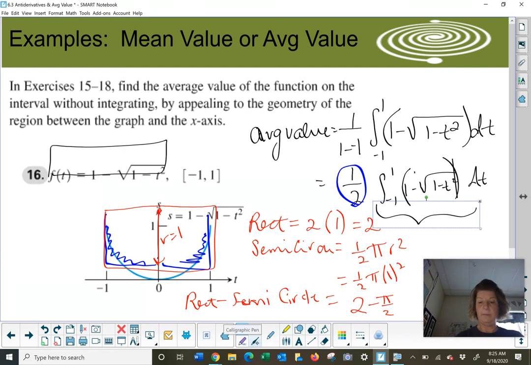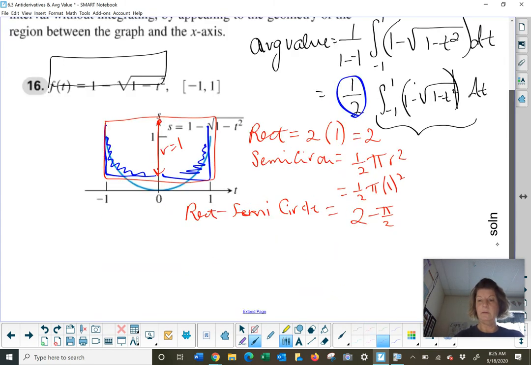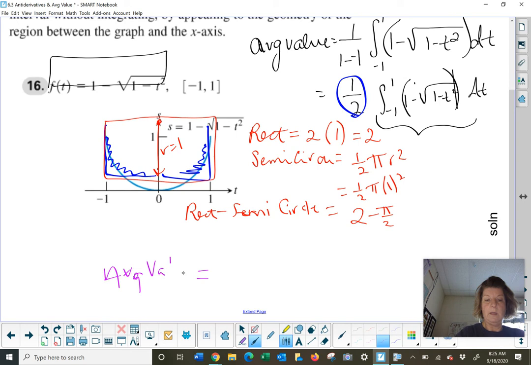And then we aren't quite done with this problem because we need to say the average value is equal to 1/2 of the integral. And the integral was 2 minus pi over 2. And you can distribute that if you wish. But there's the answer. All right.